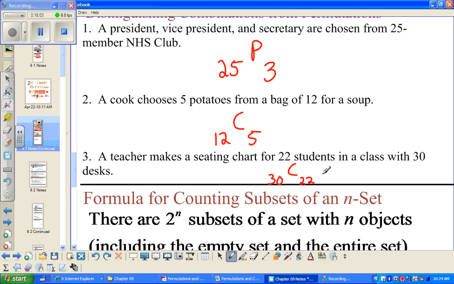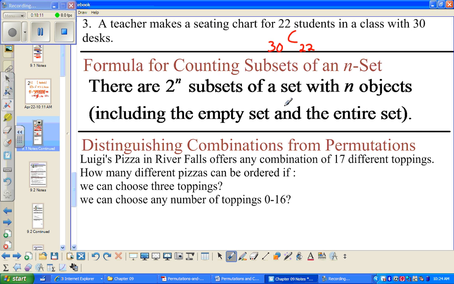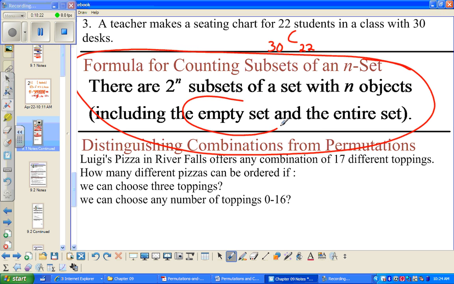And you all know that when you're placed in different desks next to different people, you have a different seating chart. Not too complex there. The last piece of information you need is a formula for counting subsets of an n set. There are 2 to the n subsets of a set with n objects. That includes the empty set where you don't pick any, and includes the entire set where you pick everything.